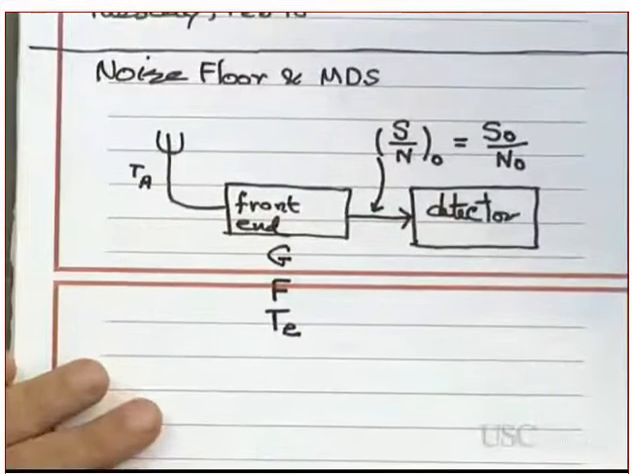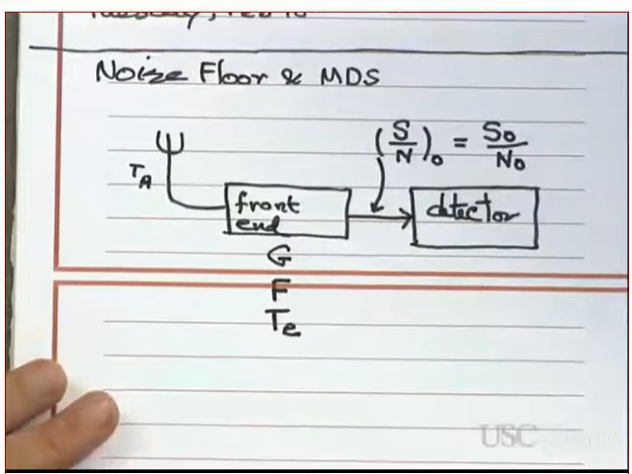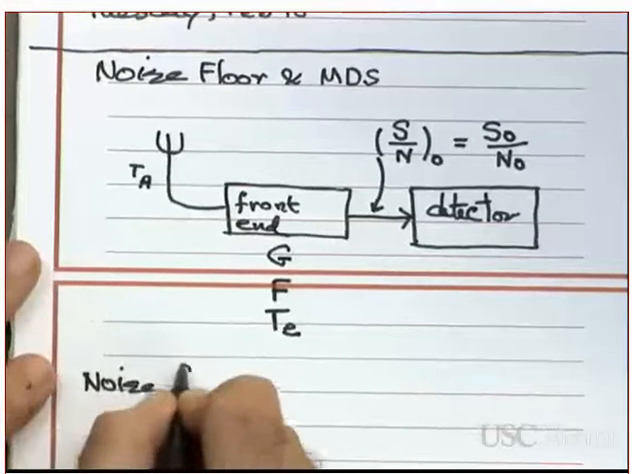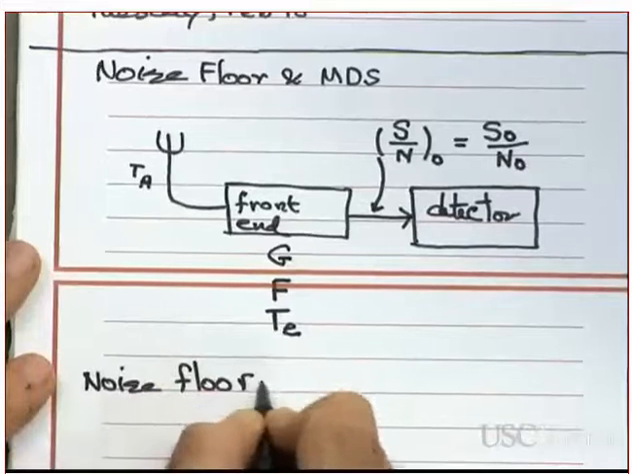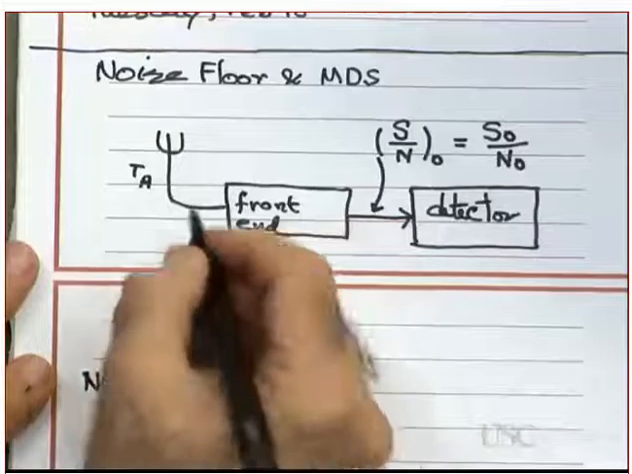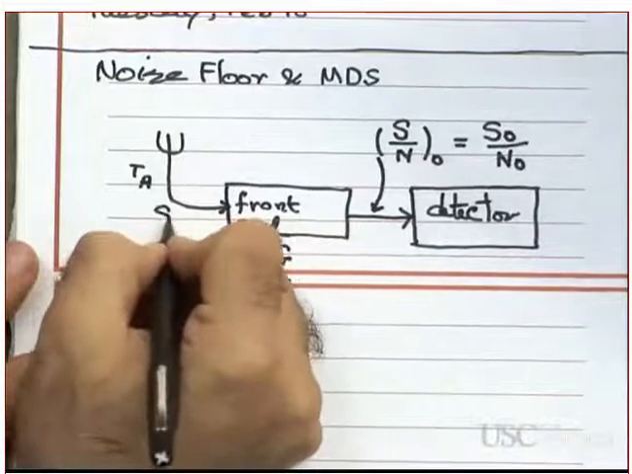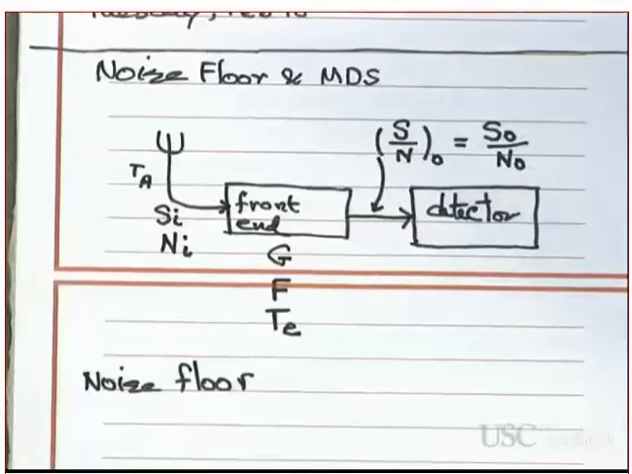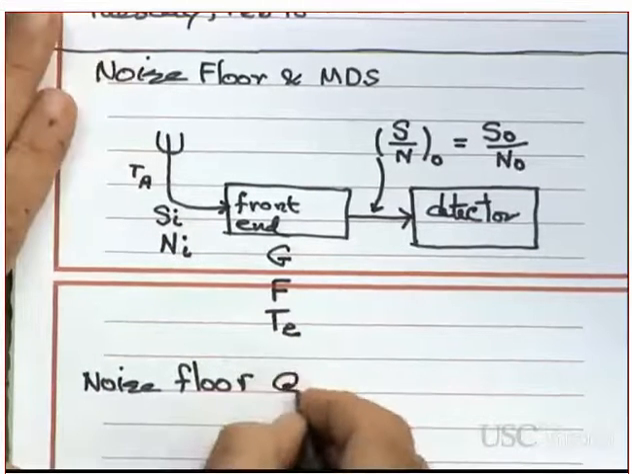No. Now listen to me. What do I mean by the noise floor? Noise floor means power, the noise power. By the way, the noise power, you could also, let's put this one here, SI and NI. Clear? I am interested in the noise floor at the input side. You could always find the noise floor at the output side, because you have the gain. Yes or no? Okay.